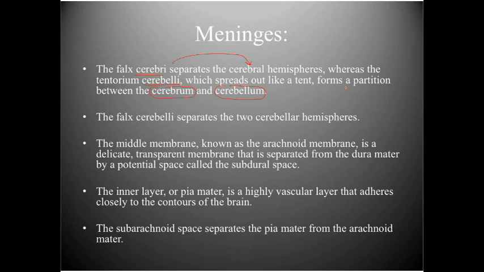The middle membrane, known as the arachnoid membrane, is a delicate transparent membrane that is separated from the dura mater by a potential space called the subdural space. The inner layer, or pia mater, is a highly vascular layer that adheres closely to the contours of the brain. The subarachnoid space separates the pia mater from the arachnoid mater. And so that seems like a lot of things to keep straight, but once you actually see the layout in terms of CT, it will become more apparent.